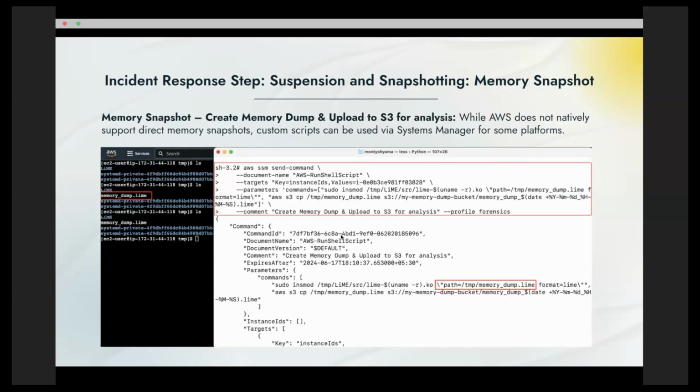So in this example, you can see I have invoked the LiME script, and the memory dump is created in the temp folder. On the left hand side, you can see the screenshot from the EC2 Connect. So the memory dump is created. And after the memory dump is created, it will be uploaded to the private S3 bucket for further analysis. Again, for the compromised EC2 instance to be able to upload data to S3, that instance should have a correct role attached that allows it to do a put object operation on the S3 bucket.